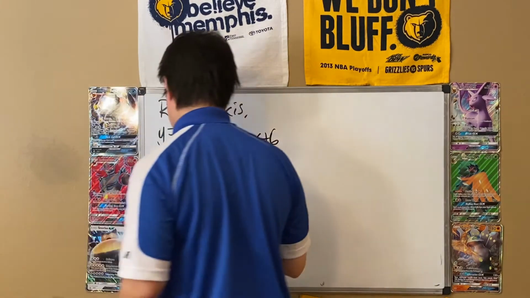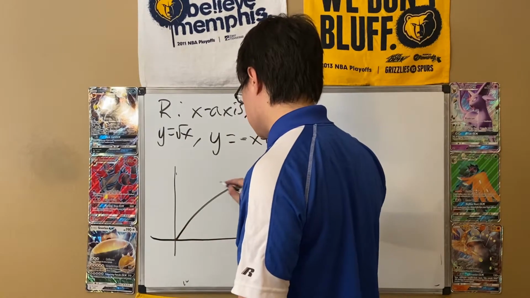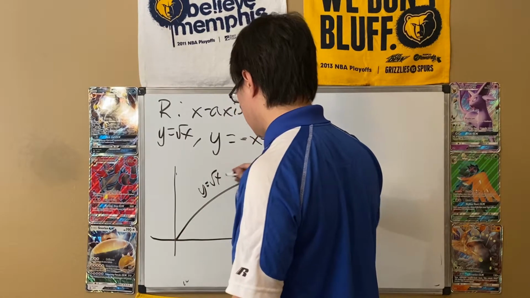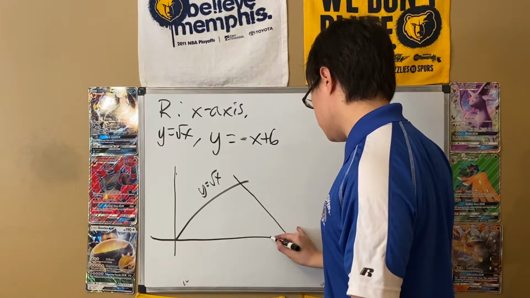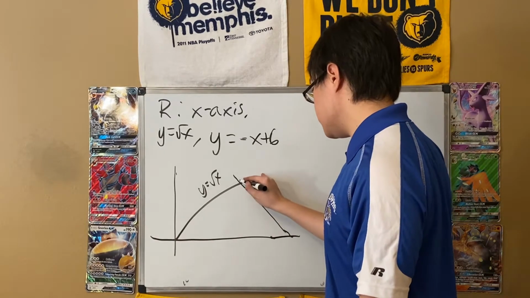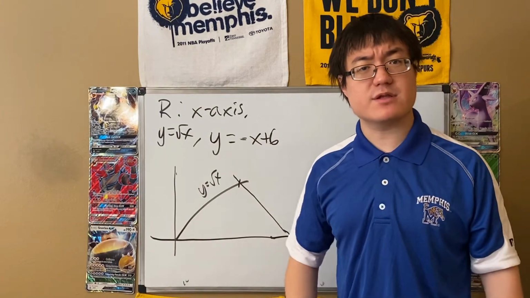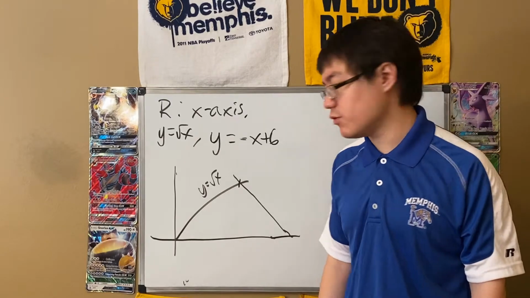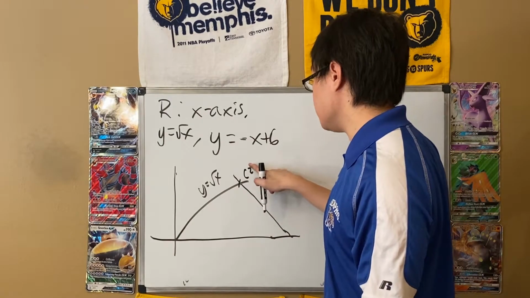So let me draw a brief picture of this. It's going to look like this. It's going to be square root of x. And then it's going to be the line negative x plus 6, which will be like right here. This point, which is very important, the intersection point, again, if you have a calculator, perhaps the first thing to do is just find this intersection point. This point right here is going to be (4, 2).